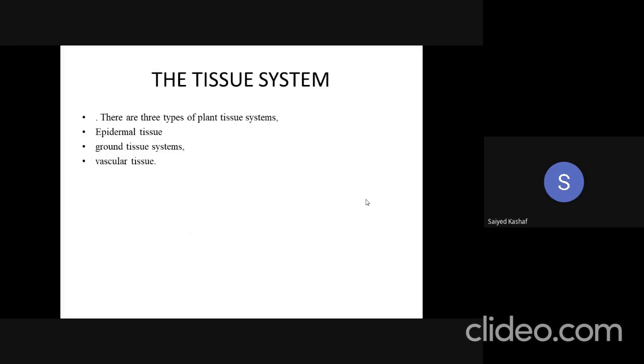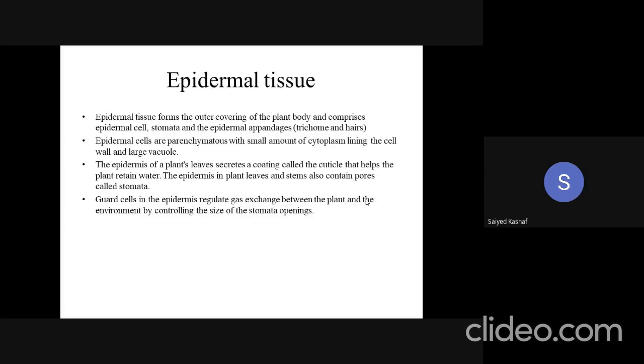So there are three types of plant tissue systems: epidermal tissue, ground tissue, and vascular tissue. Now the first one is epidermal tissue. They form the outer covering of the plant body, and they comprise epidermal cells, stomata, and epidermal appendages like trichomes and hairs. So these trichomes are responsible for the production, and it also helps in retaining of water.